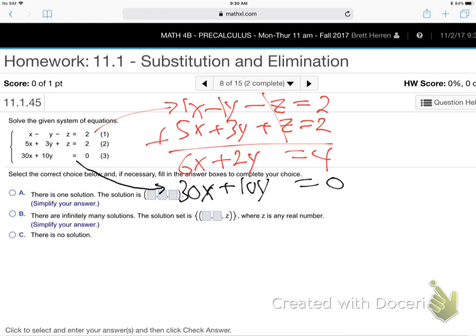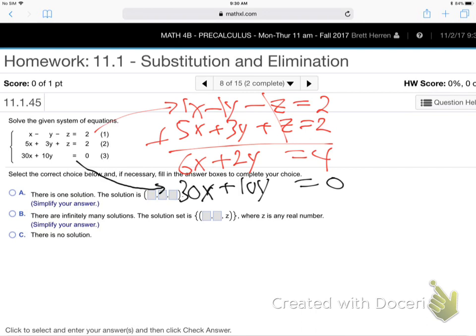Oh, something bad's going to happen here. Oh, is that going to be no solution? Yeah. Is that true? Yeah, this is a no solution. Yeah, because now, everybody good so far?